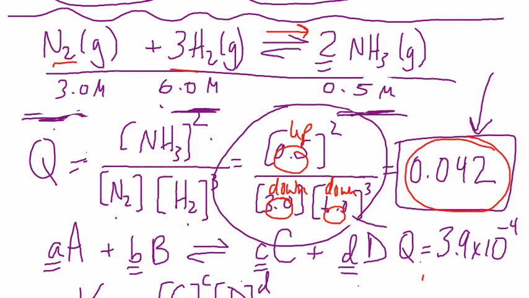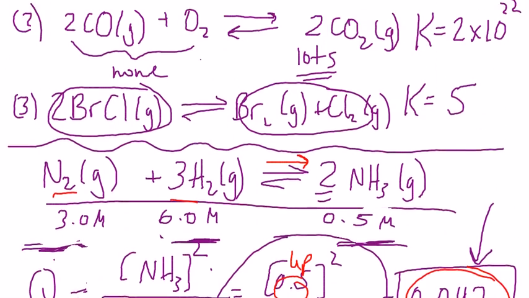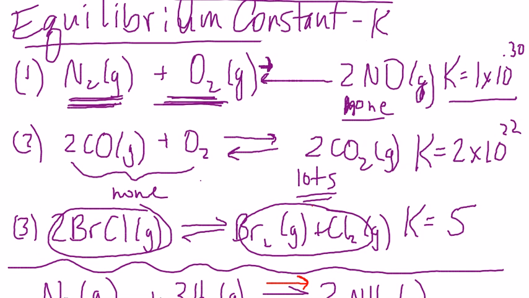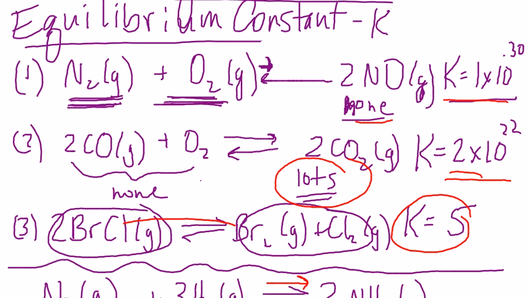So let's summarize what we talked about. The size of K can tell you whether you have lots of products, lots of reactants, or relatively equal amounts. A very small K tells us that we have almost no product. A very large K tells us that we have almost exclusively product. And a moderate K tells us that we have relatively equal amounts of product and reactant.